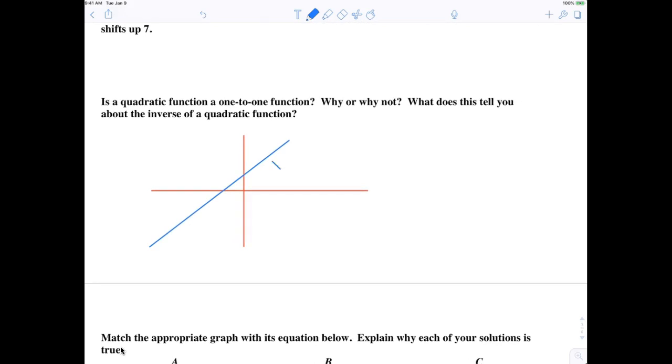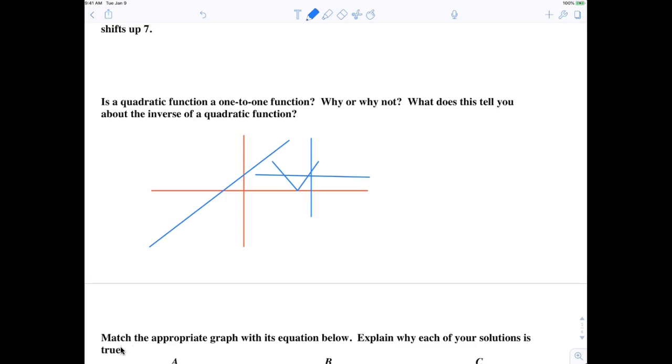Now, is absolute value, since we've already done that, 1-to-1? No, because the y value can be shared with what? 2 x values. Now, how do you tell if it's 1-to-1? You simply do a vertical line and a horizontal line. Is the vertical 1-to-1? Yes. Is the horizontal? No. So that's how easy it is to tell.